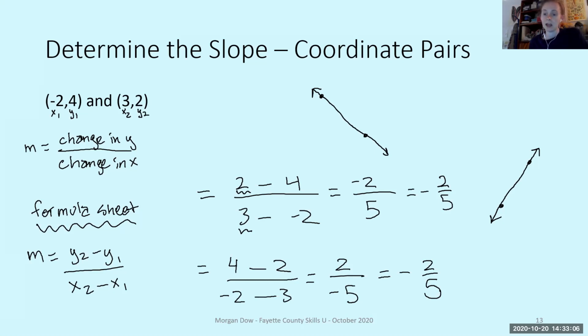What this slope is telling us is that if you were to graph this line, you'd be going down 2 and then over 5, down 2 over 5, down 2 over 5, and that would create this line with that negative slope.